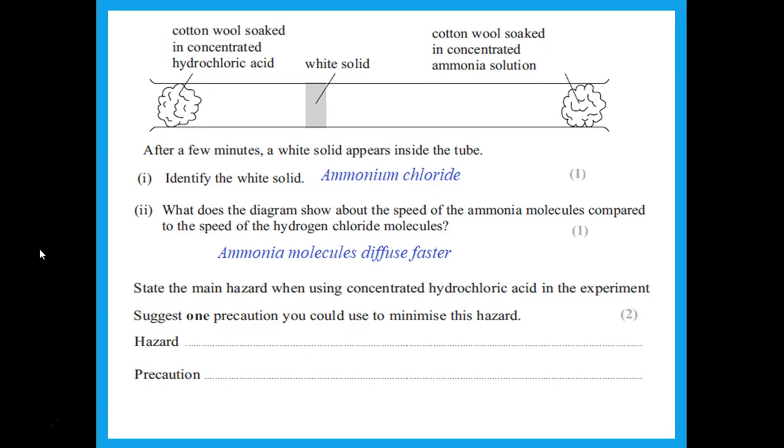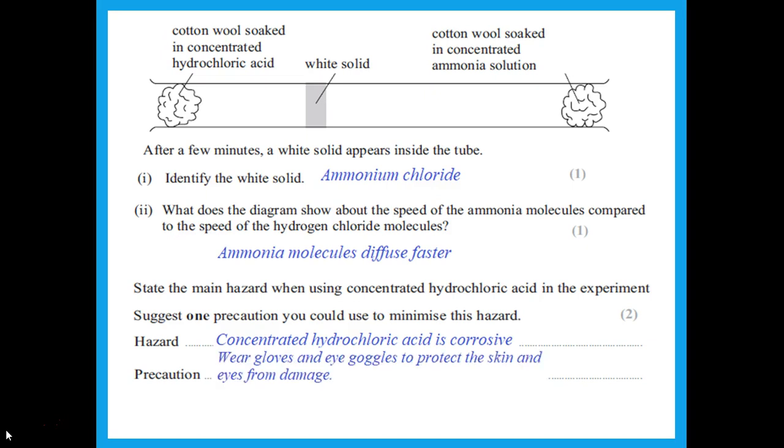Now, this experiment is asking, state the main hazard when using concentrated hydrochloric acid. Remember that concentrated hydrochloric acid is corrosive, and that's what we mean by hazard. Hazard means something that is dangerous about the experiment. So the hazard in this experiment is the fact that concentrated hydrochloric acid is corrosive. Now, the precaution I should take if I'm dealing with something that's corrosive, of course, I should wear gloves or eye goggles. This is to protect the skin and the eyes from damage.